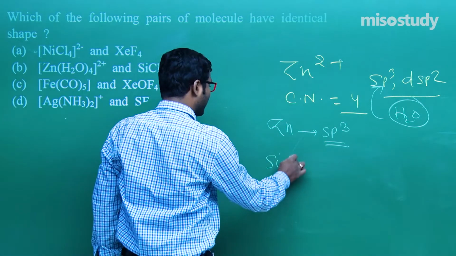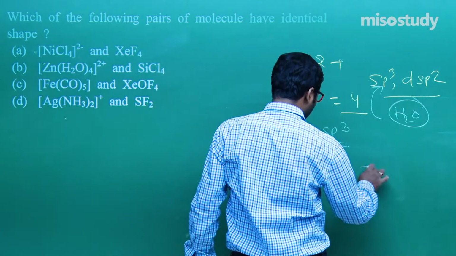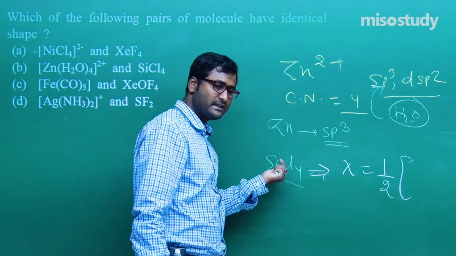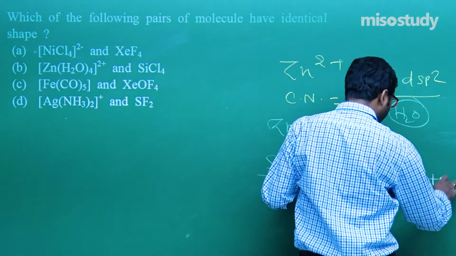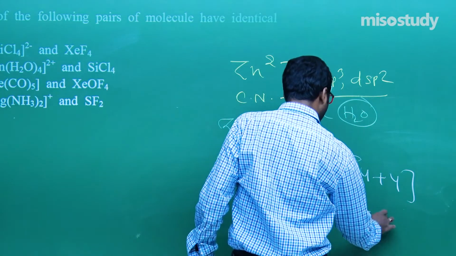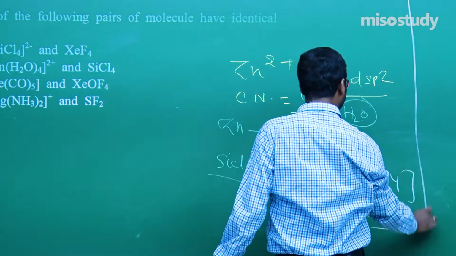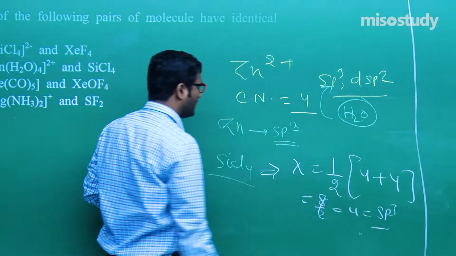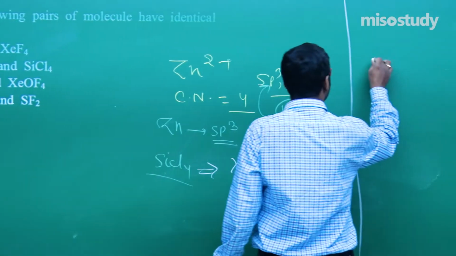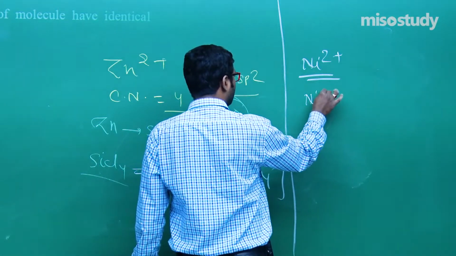If I talk about SiCl4, check it out. What is the formula to find the hybridization? X is equal to 1/2 of the valence electrons: for silicon that is 4, and monovalent atoms are 4, so 4 plus 4 is 8, and 8/2 is equal to 4. So hybridization is sp3. What we find here is that in the case of Zn(H2O)4 and SiCl4, the hybridization is sp3. If I talk about the first option, Ni is in +2 oxidation state. Am I right? Ni is in +2 oxidation state.